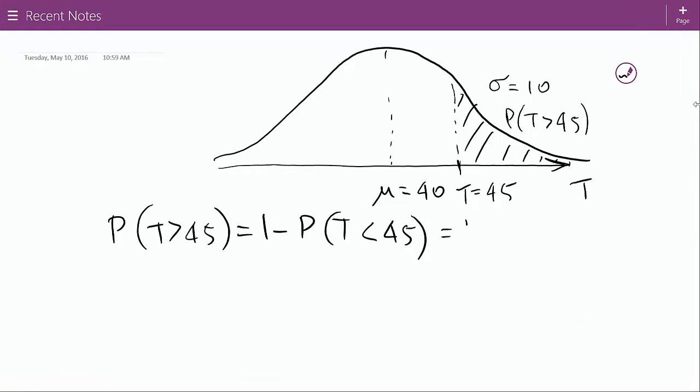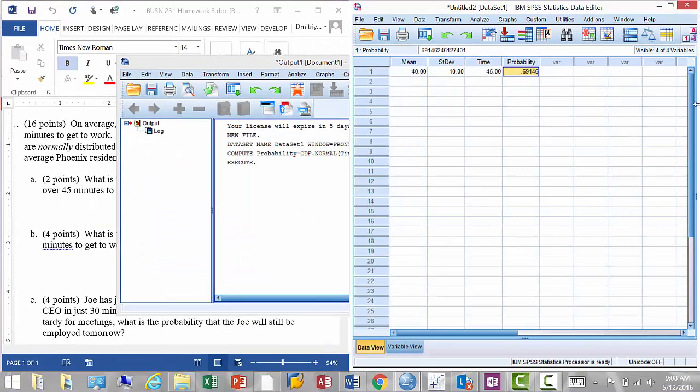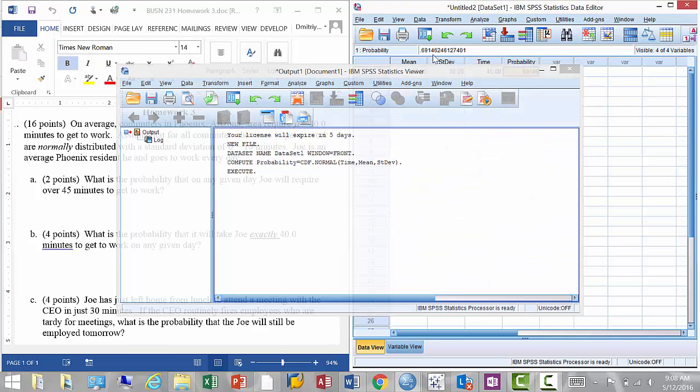All right, now I switch back to the notes. So it's going to be 1 minus 0.69146, and whatever the answer is, it's probably 30% or something like that. So I'm going to point 30854 or something like that. All right, so this is the answer to the first question. Okay, good. Let me put this window in the background.